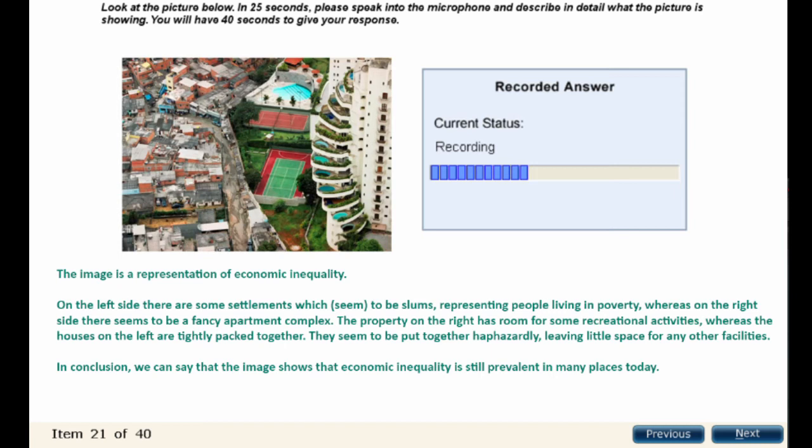The property on the right has room for some recreational activities, whereas the houses on the left are tightly packed together. They seem to be put together haphazardly, leaving little space for any other facilities. In conclusion, we can say that the image shows that economic inequality is still prevalent in many places today.